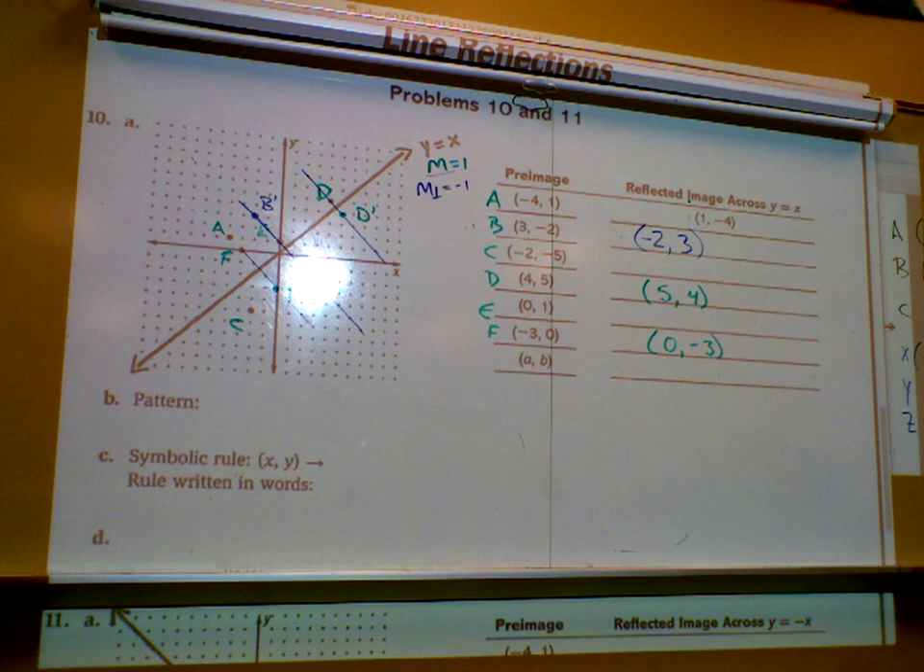You do not need to draw the perpendicular lines if you don't want to, guys. You can just use the rule. The perpendicular lines will just help you make the rule. So if you want to just use the rule, you can. If you want to check with perpendicular lines, that's fine too.